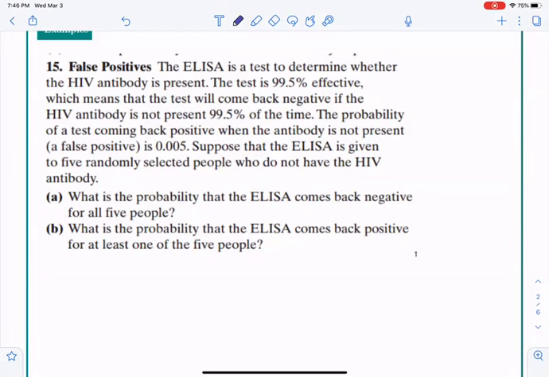Suppose that the ELISA is given to 5 randomly selected people who do not have the HIV antibody. In other words, they don't have an HIV infection. What is the probability that the ELISA comes back negative for all 5 people?